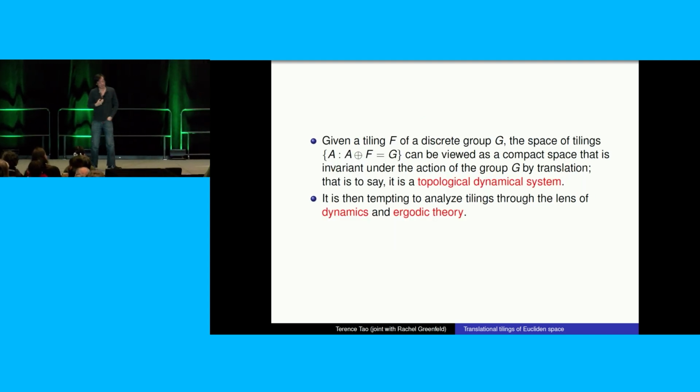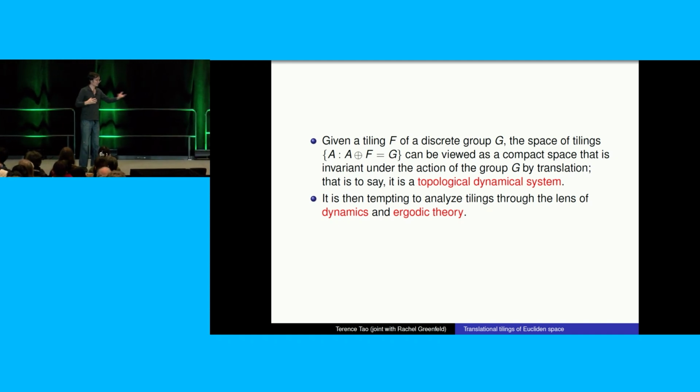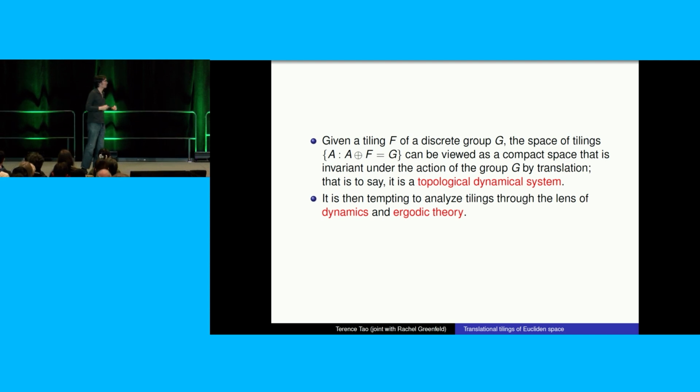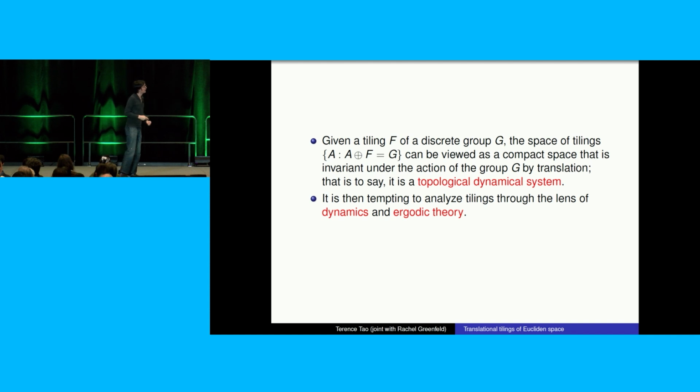Tilings are also very closely related to dynamics. Given a tile, you can look at all the possible ways you can tile a space with a single tile, and that whole set of possible tilings is itself an interesting space. You can give it a natural topology, and usually it has the topology of a compact space. I mean, this equation A plus F equals G is in some sense a closed equation. And it's a translation-invariant space. As I said, if F tiles G by A, you can shift A, you can shift the entire tiling, and that gives you a new tiling. Sometimes it gives you the same tiling if your tiling is periodic.